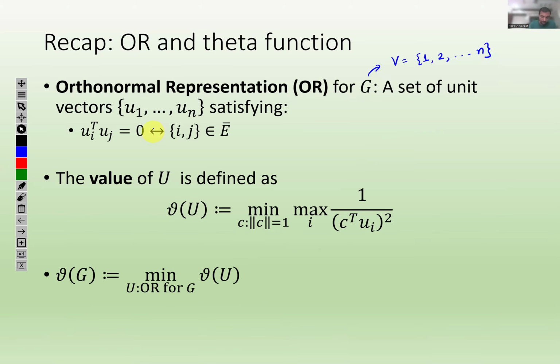If ij is in E bar, then ui transpose uj should be 0. I got this wrong. So this is a mistake here. It should not be if and only if. It should just be an if. If ij is in E bar, then ui transpose uj should be equal to 0. That is, for every non-edge in the graph G, the correspondingly assigned vectors are orthogonal. Now, there are certain orthonormal representations that are very nice.